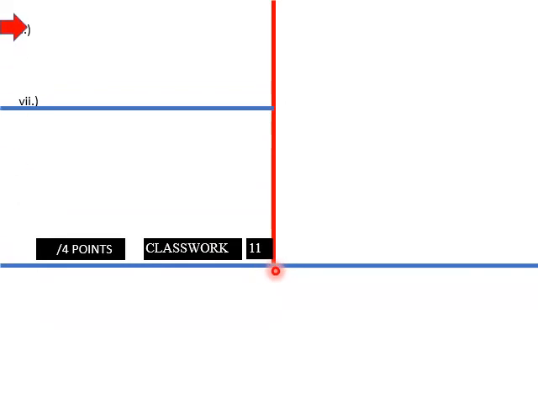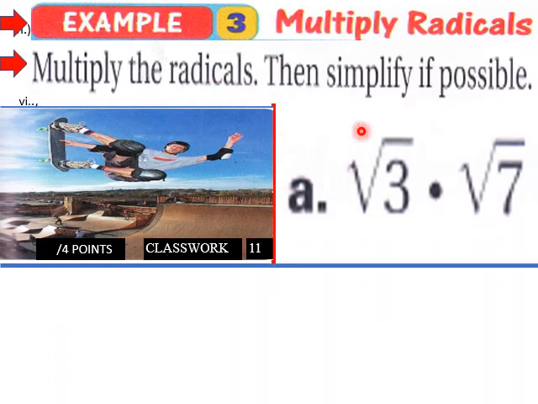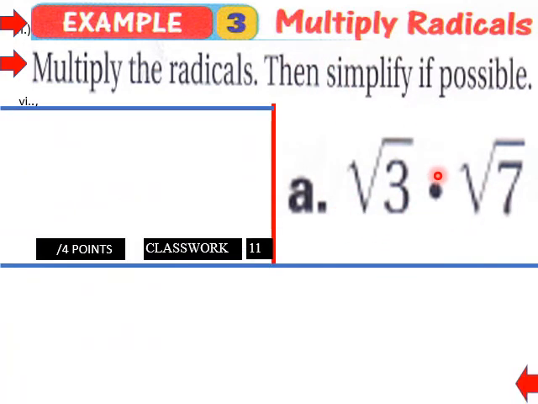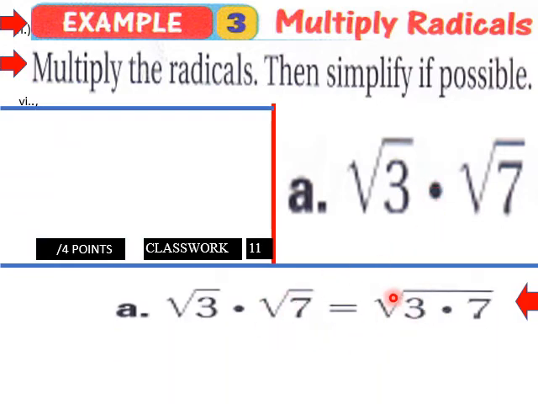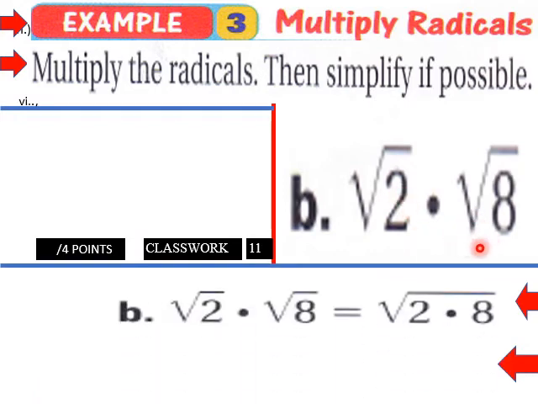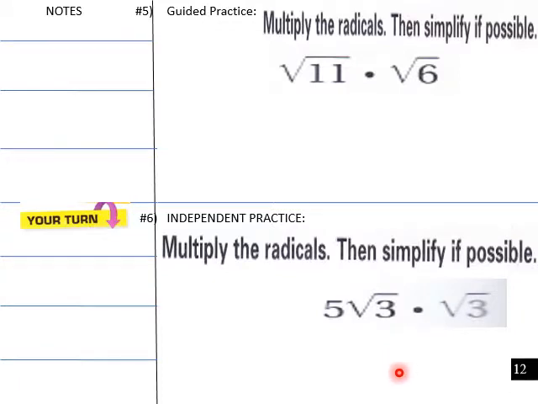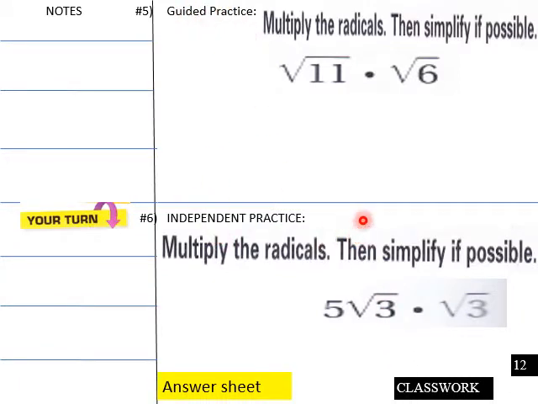Page 11 in our homework. Multiply radicals. So multiply the radicals here, then simplify. So radical 3 times radical 7, what would that be? That would be radical 3 times 7, which would be radical 21, 4 point something, yes. And then b would be radical 2 times radical 8. That would be radical 2 times 8, which is what? Radical 16, which is what, students? That would be 4. Okay, let's get into our guided practice now, our independent practice.